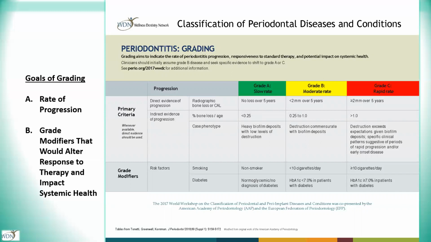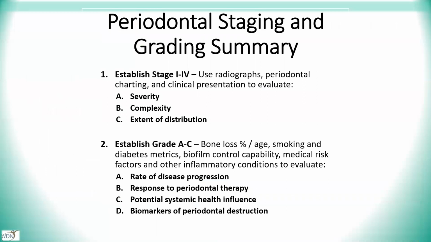So I'm going to have quite a few examples, or quite more discussion on this. I just wanted you to get familiar with the charts before we moved into the exercise. So here's the summary. A patient comes in, they have disease. We're going to establish a stage, stage 1 through 4. What are we going to use to do that? Our radiographs are going to tell us severity. Our periodontal chart is going to give us complexity. And our clinical presentation is going to give us the extent of distribution and some other things that we can see with our eyes.